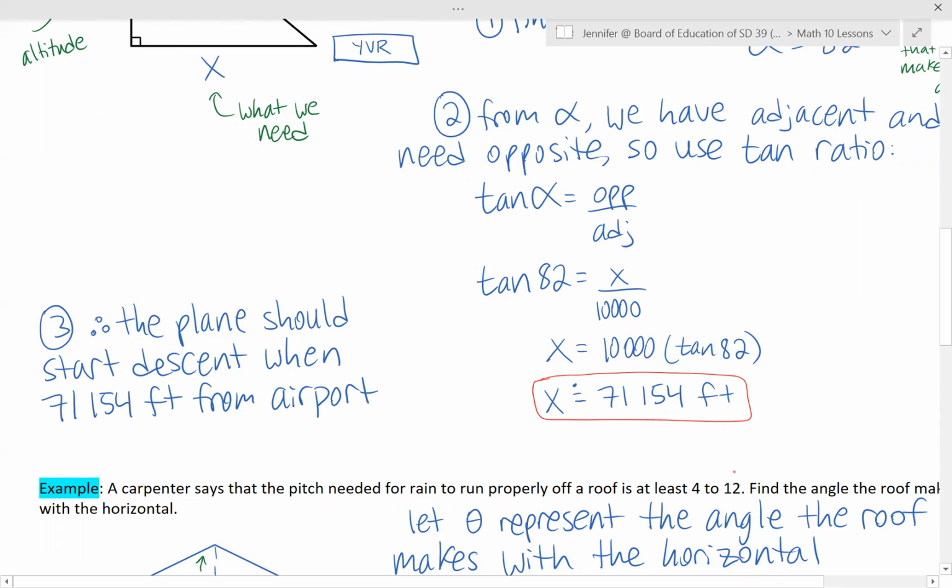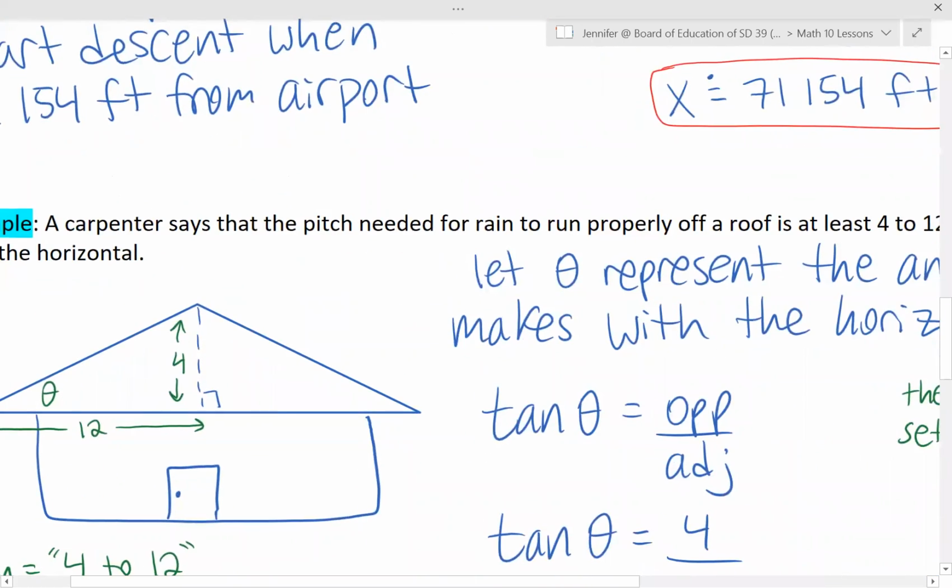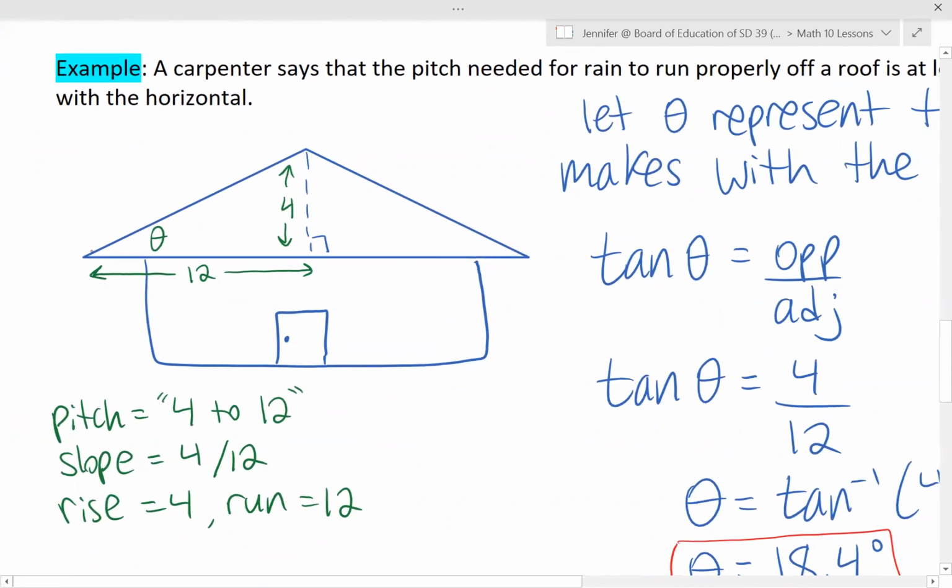So first, the first step is always to make your diagram, which usually involves triangles when we're working with trig ratios. So I've drawn my beautiful house here, and this triangle is the roof of this home, and we have our little door. If it says that the pitch is 4 to 12, what that actually means is that the slope is 4 over 12. It's just a fancy way of saying slope is 4 over 12. What we know about slope is that it's rise over run. So really what we've identified is that the rise is 4 and the run is 12.